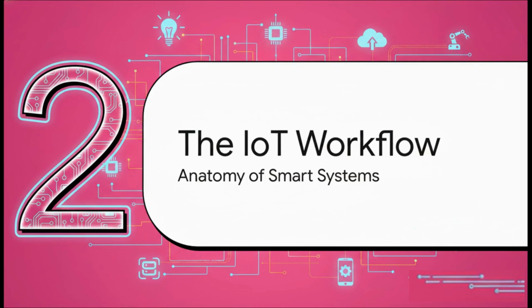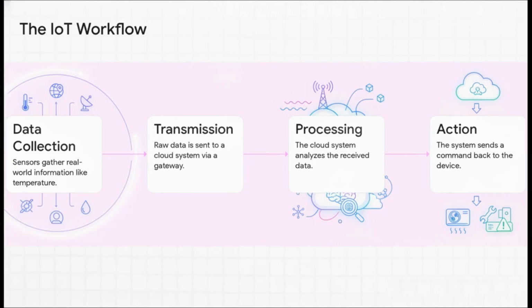Moving on to part two, the four-step IoT workflow. Let's break down how a piece of hardware actually gets smart. It all comes down to a really elegant four-step loop. Step one is data collection. Sensors grab real-world info like temperature or motion. Step two is transmission, where that raw data is sent up to the cloud. Step three is processing. This is where the cloud analyzes what it just received, often using AI.